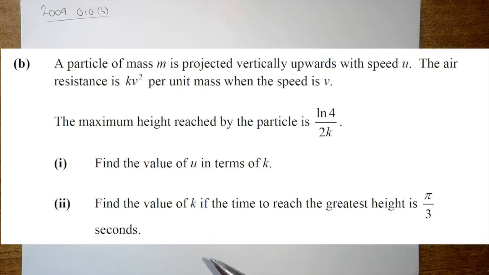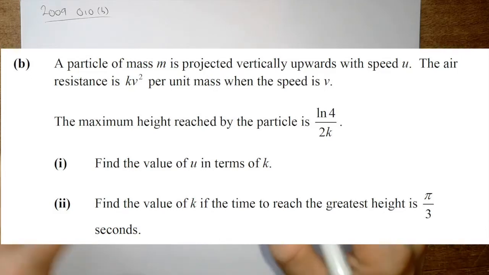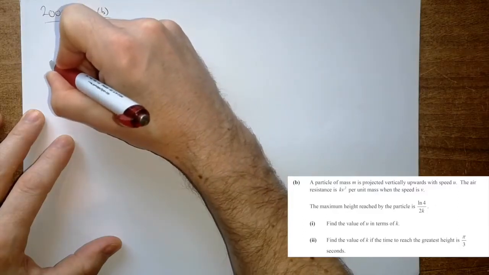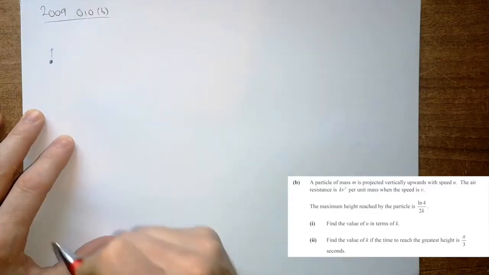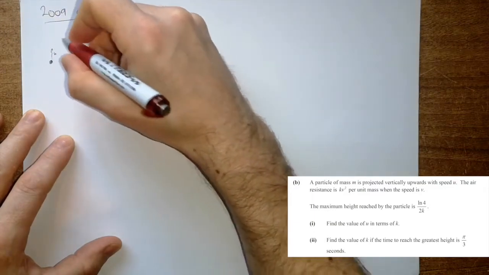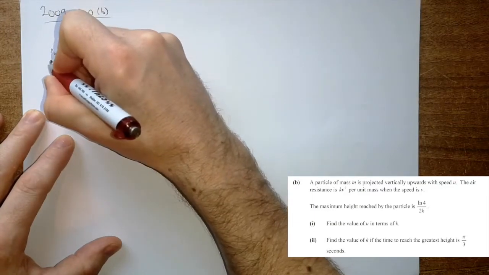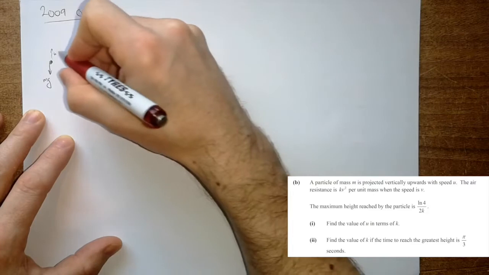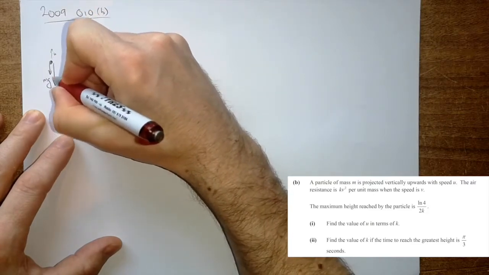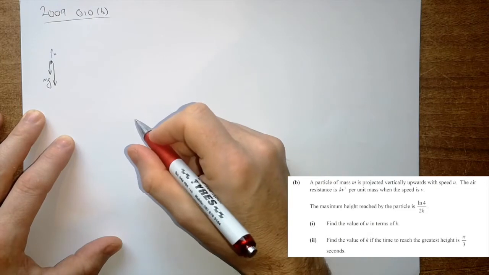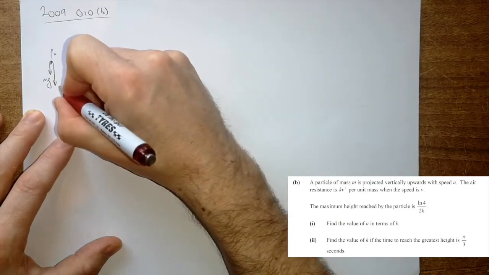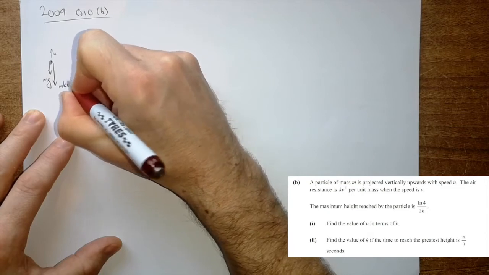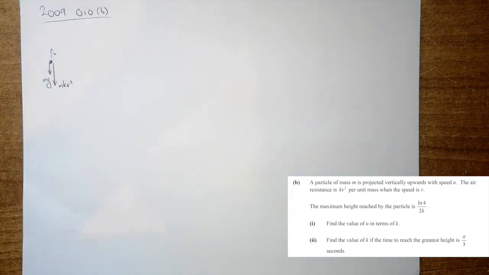Okay, mass upwards, speed u, air resistance per unit mass, and then we are given maximum height and so on. So let's just stop for a second. We've got a little particle that's going upwards at speed u. There is a force pulling down on it, which is gravity. We're used to that one. And there's another force pulling down, and this is kv squared per unit mass, so it's mkv squared. Those are the two forces going downwards.